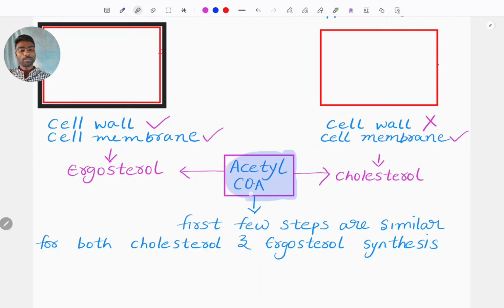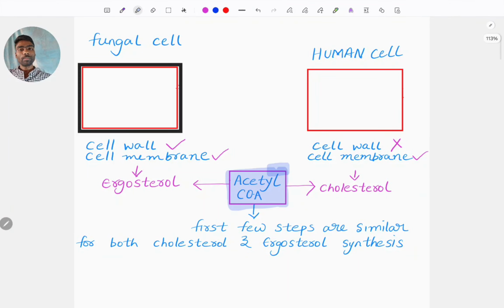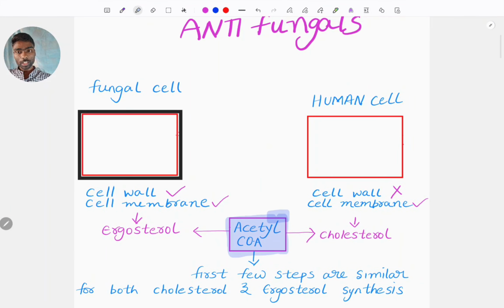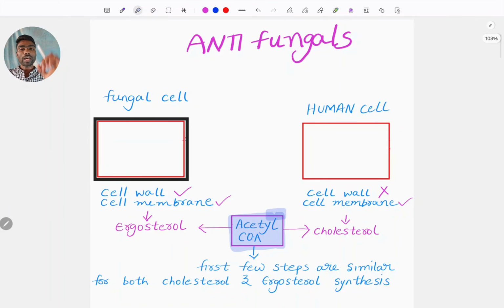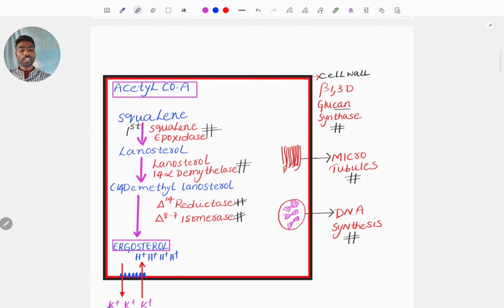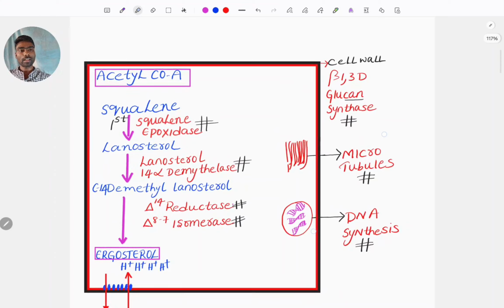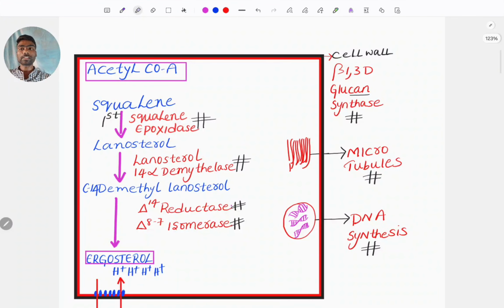First few steps in both the ergosterol and cholesterol synthesis are similar. Why am I telling you the difference? Because whatever antifungal drug we are giving has to target a specific fungal property or structure or its enzyme without any effect on human cell. Now let us see ergosterol synthesis. Already I told you it is derived from acetyl-CoA. Whatever is happening inside the fungal cell, that only we will discuss specifically.